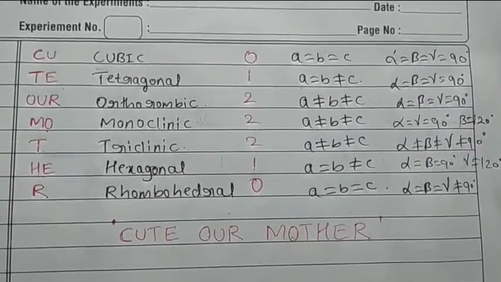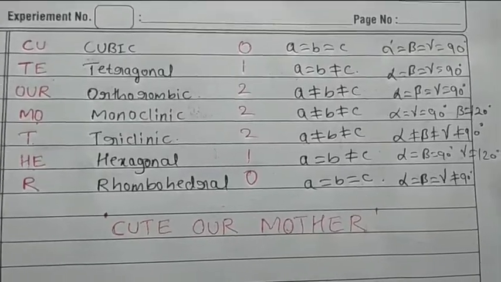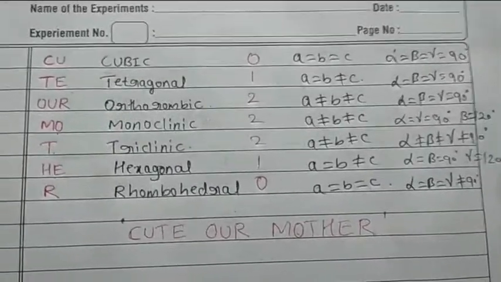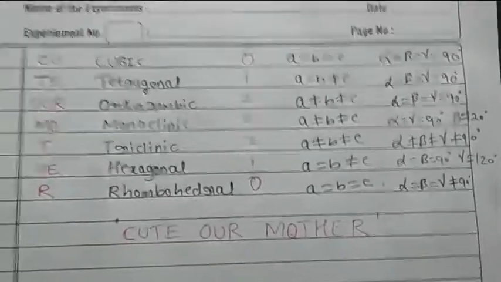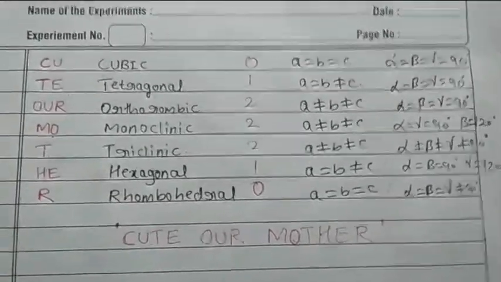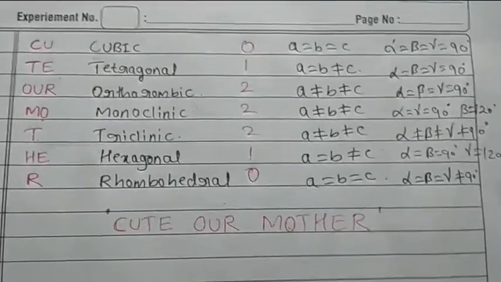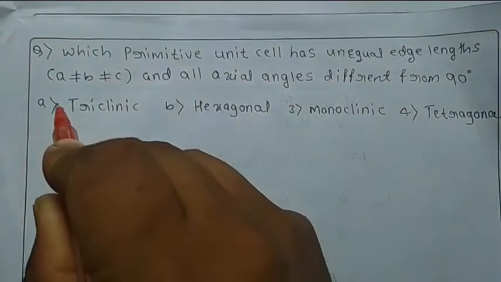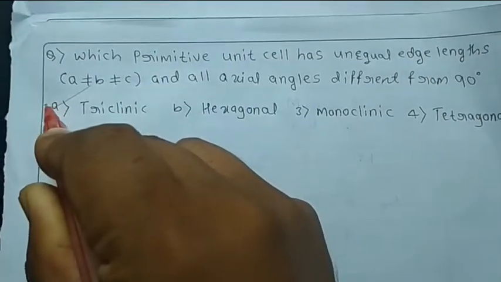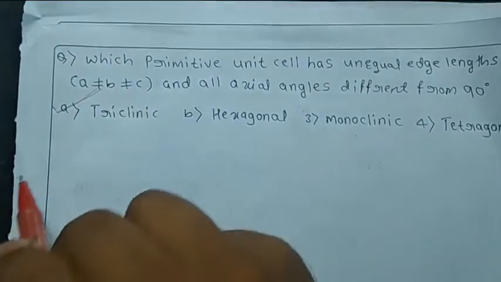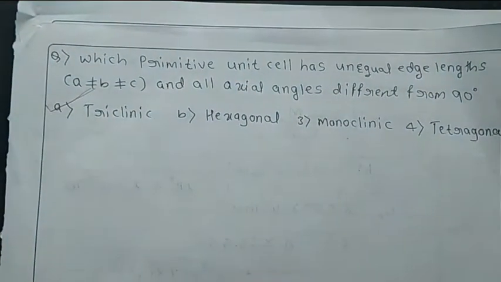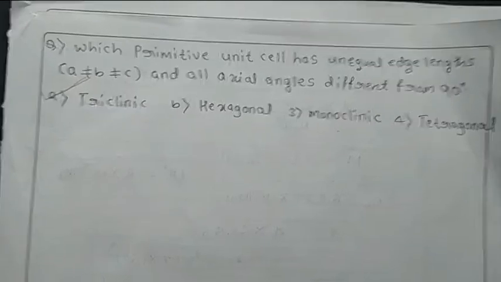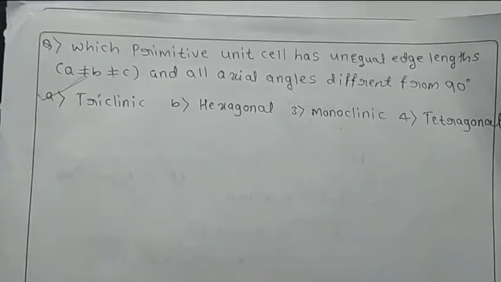So by seeing this table or remembering this trick and how to use it for solving this type of problem, we can easily solve the questions that come on this type of problems. And the answer for this question is triclinic. It is the least symmetric. A is not equal to B is not equal to C, and alpha, beta, gamma are different and different from 90 degree. So answer is triclinic.